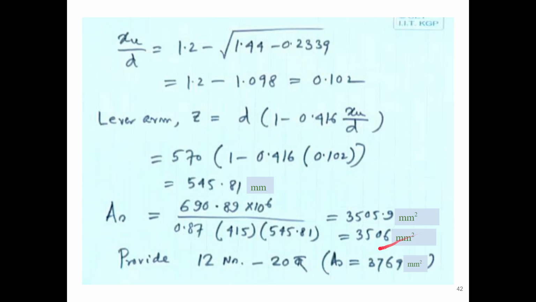So let us provide 12 numbers of 20 mm dia bars. Then the area of steel comes to be 3769 millimeter square, which is more than the required. So it is okay.